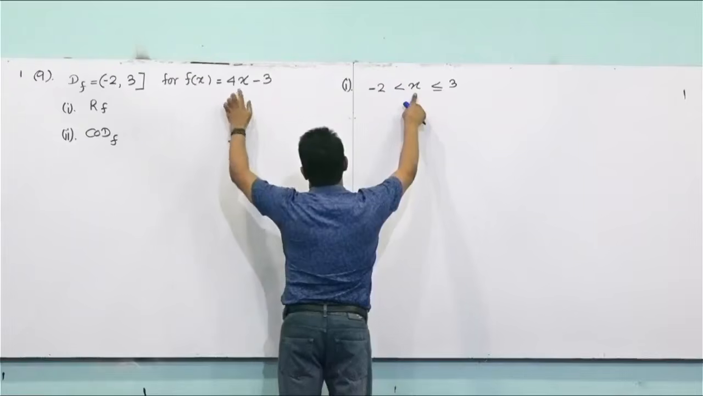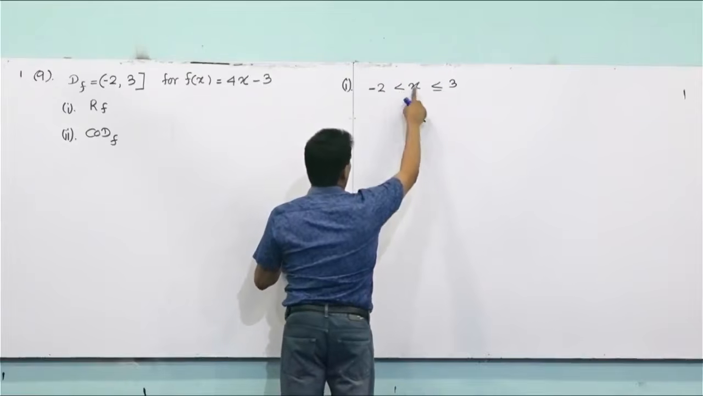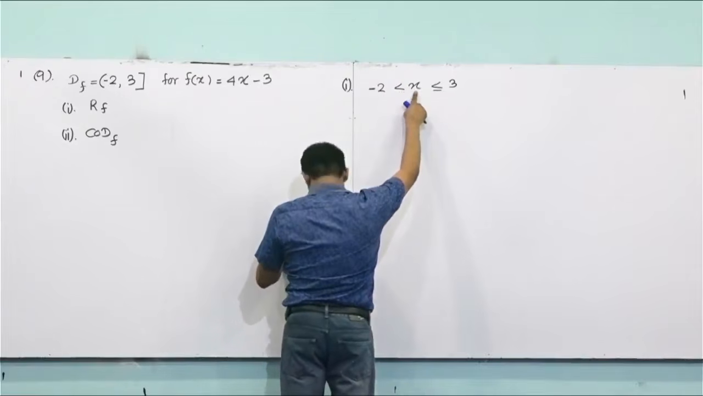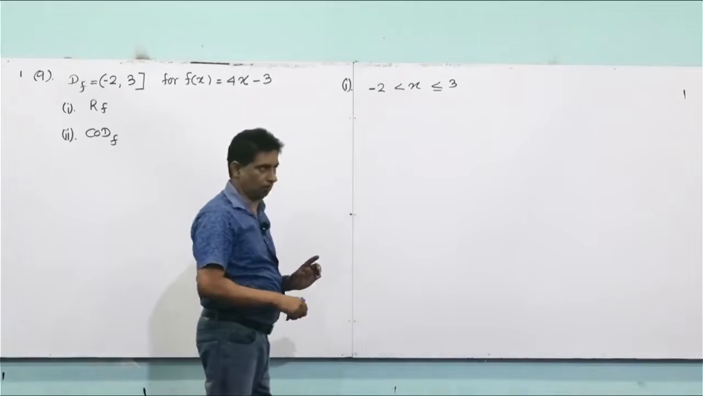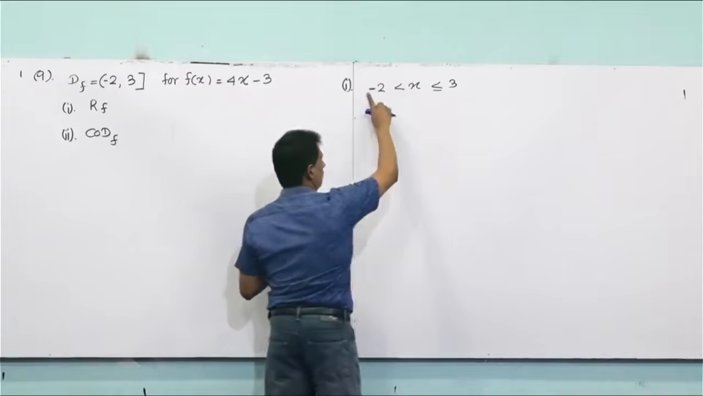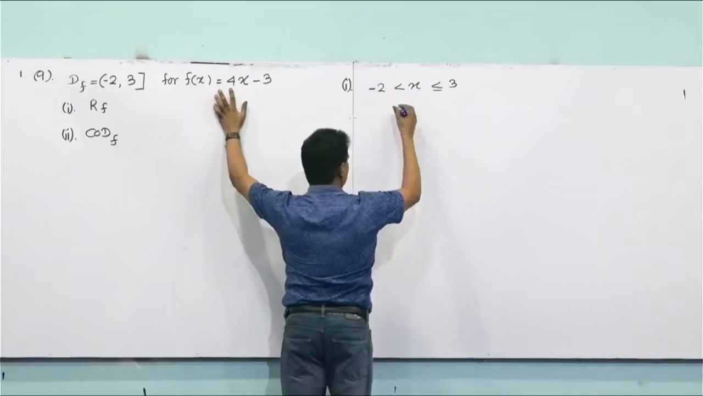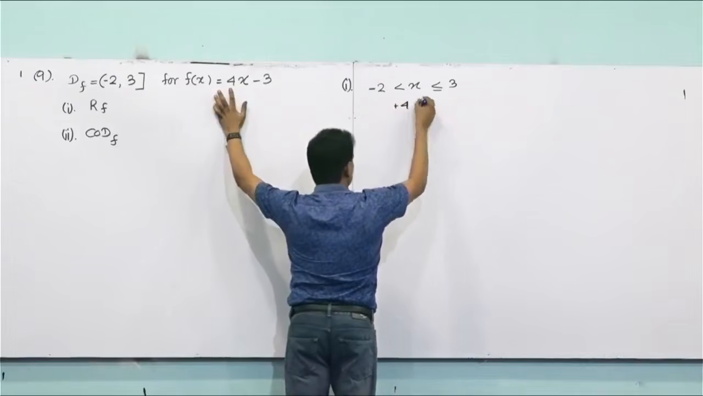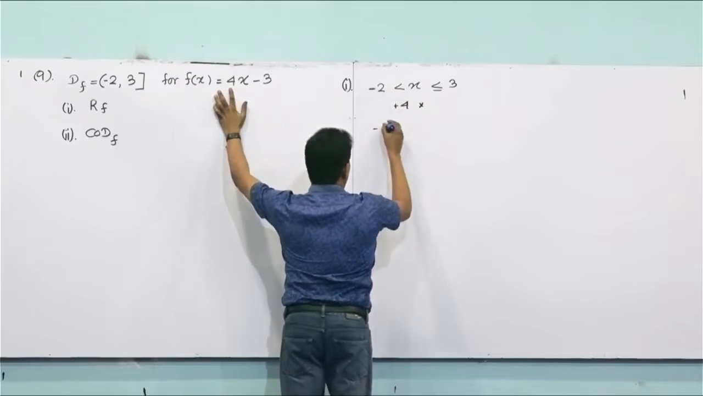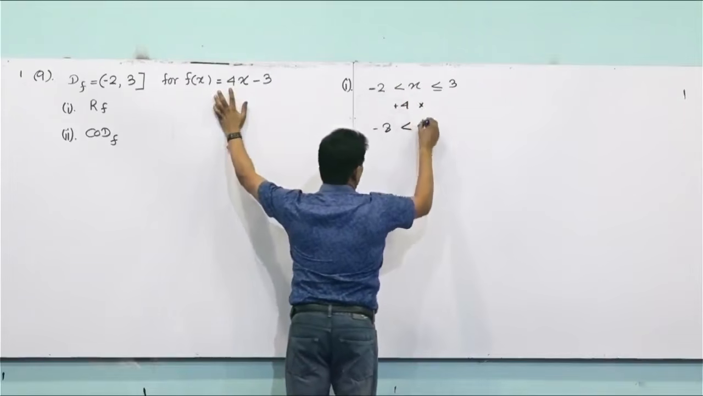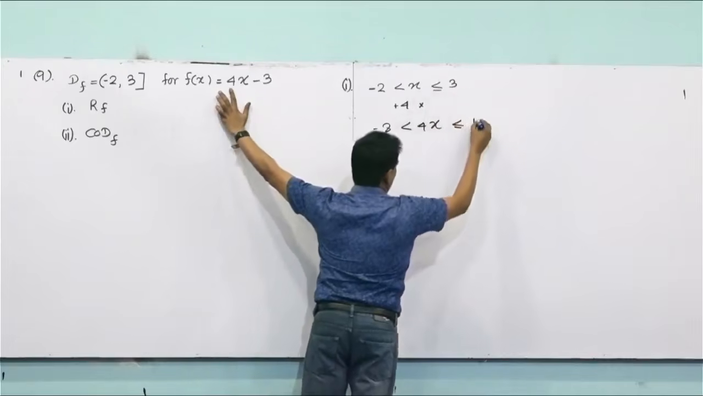Then the image, that means x minus 3. Now we have to create, in between two inequality marks, x minus 3. How can we do it? First we have to multiply this inequality by positive 4. Then here minus 2 into positive 4 means minus 8, here positive 4x, and positive 4 into positive 3 means positive 12.